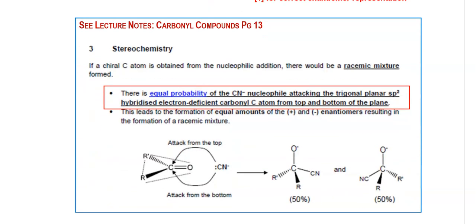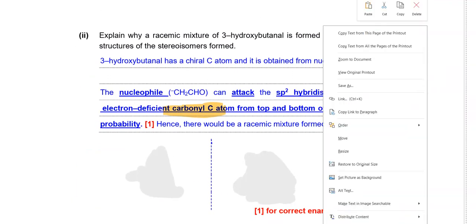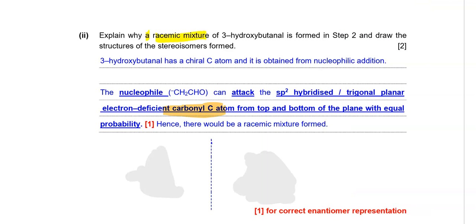And where is this covered? It's in your carbonyl compounds mechanism, page 13 of the lecture notes. Equal probability of the nucleophile attacking the trigonal planar sp2 hybridized carbonyl carbon atom from top and bottom of the plane leads to equal amounts of plus and minus enantiomers, formation of a racemic mixture. That's why it's optically inactive. So it's bookwork.